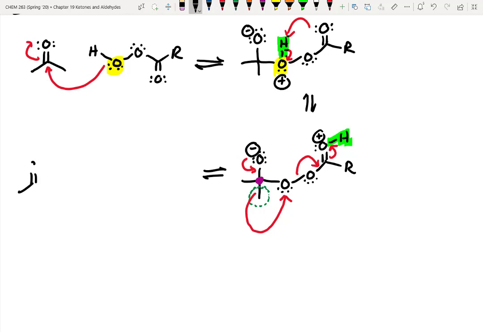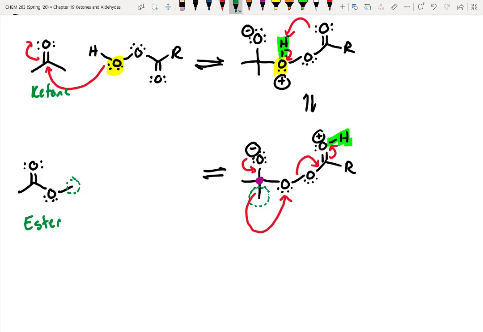All right, so at this step, we now have the methyl group that's moved all the way over to that oxygen. So you can see we've created an ester from our original ketone. So this is our final product.